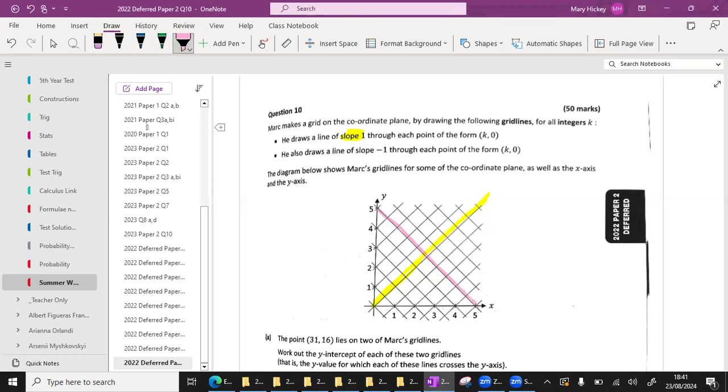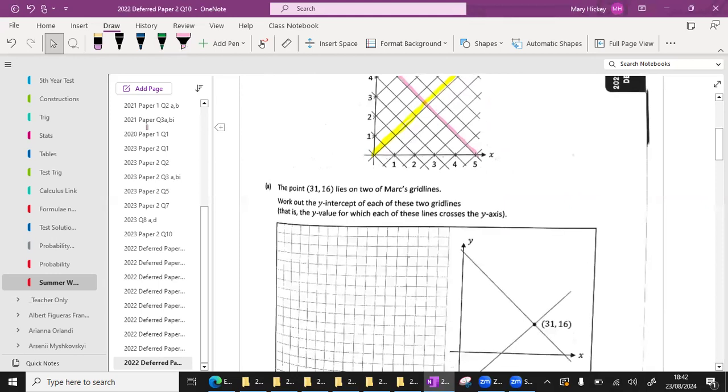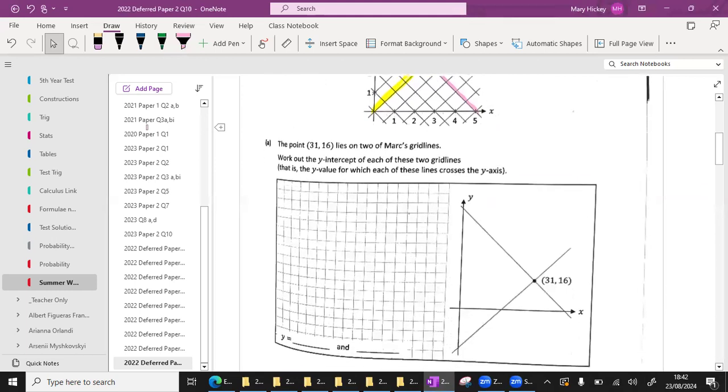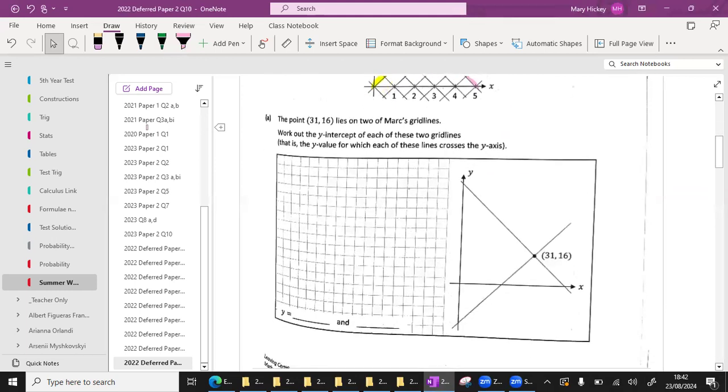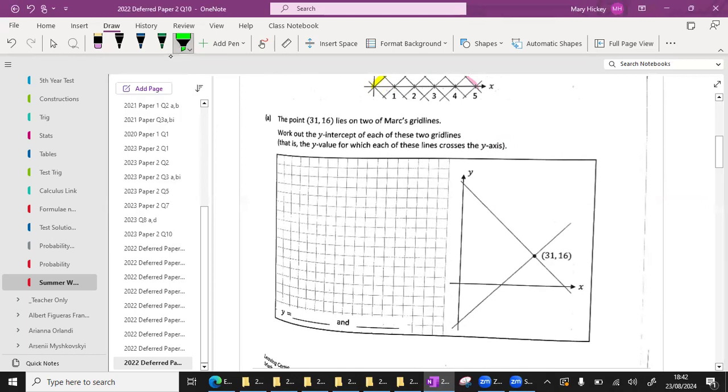So the point (31, 16) lies on 2 of Mark's grid lines. Work out, so in other words, there's a line that goes down through it and a line that goes up through it, the y-intercept of each of these grid lines. What is, in other words, the y value for which each of the lines crosses the y-axis? So they very kindly told you exactly what a y-intercept is. We should know this already, but they've told you the y-intercept is where each line crosses the y-axis.